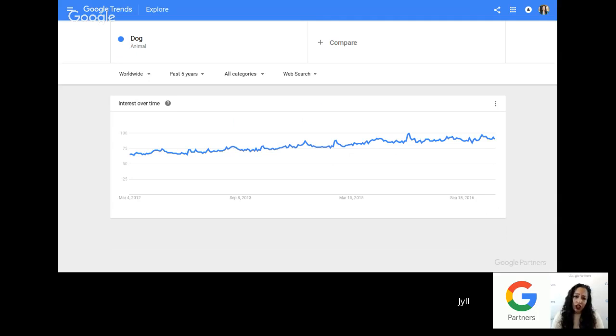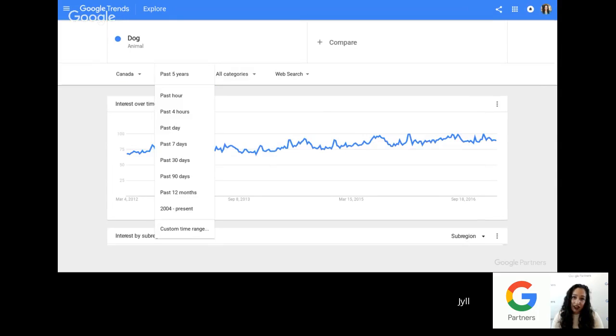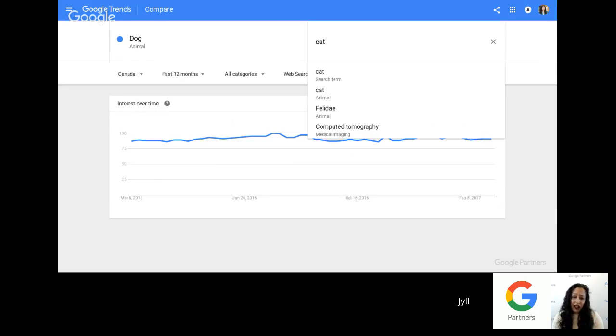And you'll come upon a chart like this. We're going to narrow it down a bit further. So we don't want worldwide, we want Canada. So we click on worldwide, start typing Canada, and select Canada. You can select any country in the world. Then, for time period, we're going to select the last 12 months. This is usually a good place to start when we're just exploring. Lastly, we're going to add cat, animal.